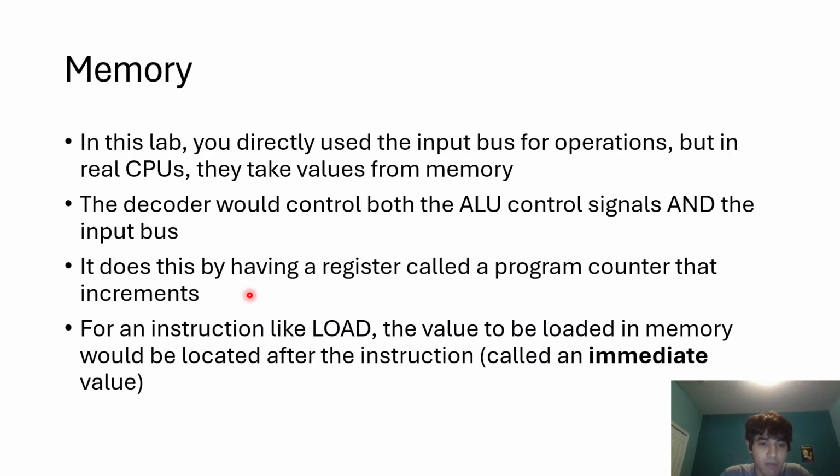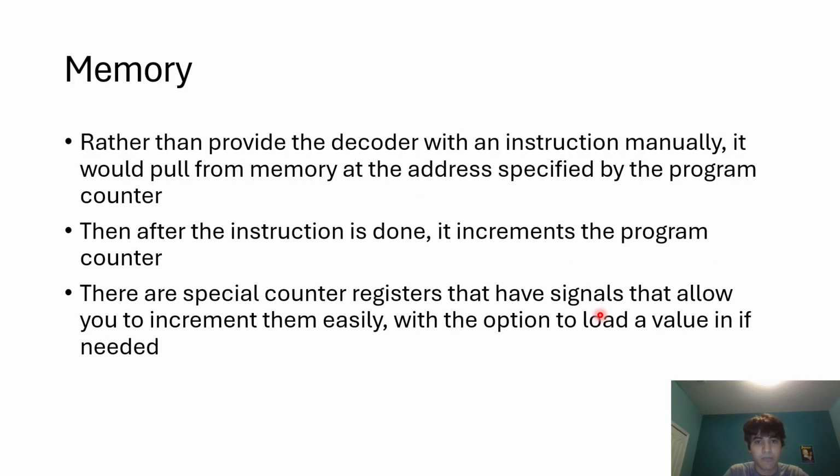So for something like the 2's complement operation, we would have the instruction for 2's complement within memory, and then after that, it would increment the program counter to move to the next instruction. For one where you have an argument, it would basically look at the instruction, see that it's a load, then it would move into a specific state, increment the program counter, then take that value and put it in a register. So rather than provide the decoder with the instruction manually, it would pull it from memory at the address specified by the program counter. Then after it's done, it increments it. There are special counter registers that have signals that allow you to increment them easily with the option to load a value in if needed.